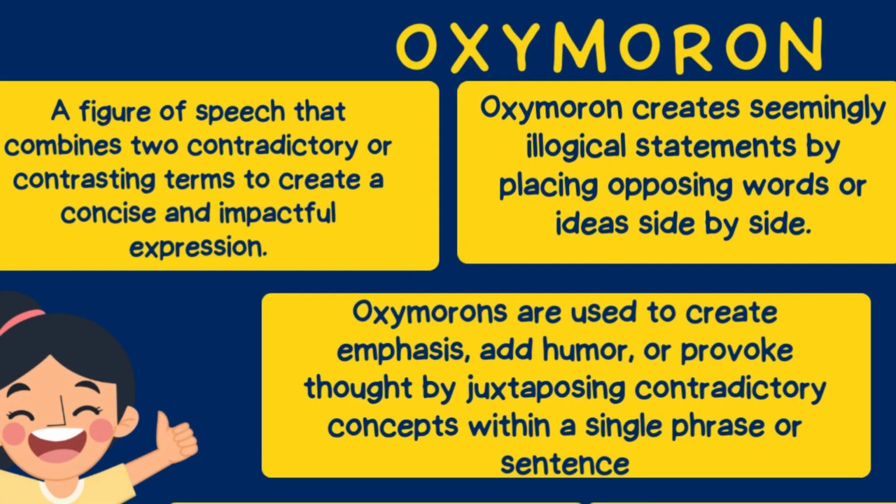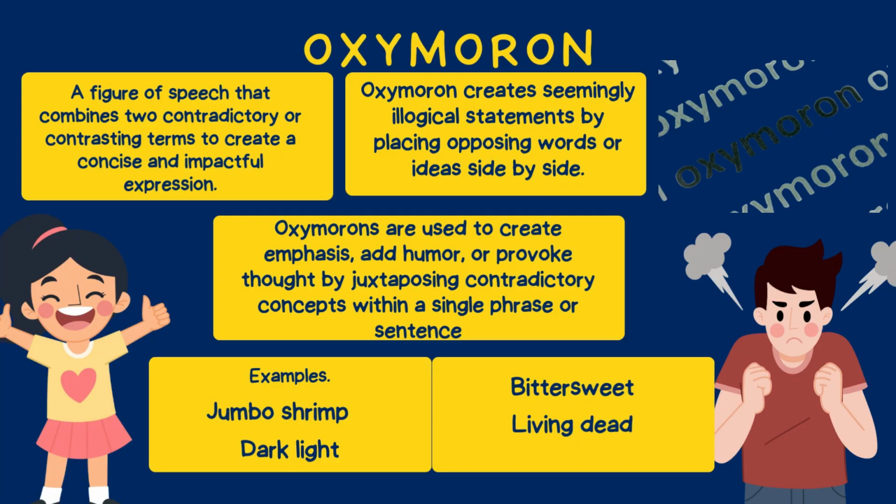An oxymoron is a figure of speech that combines two contradictory or contrasting terms to create a concise and impactful expression. So when you're using an oxymoron, you have two contradictory terms. An oxymoron creates seemingly illogical statements by placing two opposing words side by side, juxtaposing them. Oxymorons are used to create emphasis and humor or provoke thought when we juxtapose these contrary concepts within a single phrase or sentence. And then we've got some examples here.